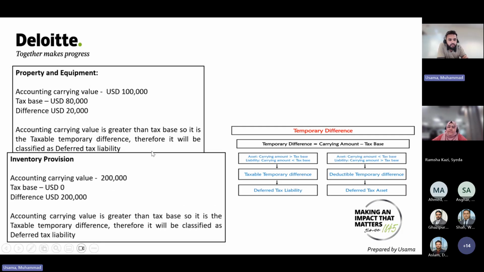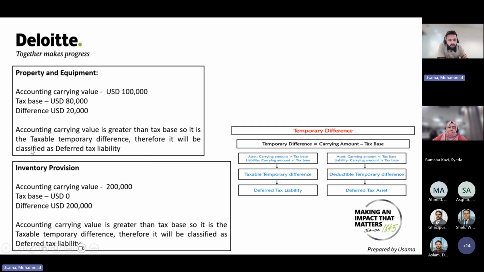Another example is inventory provision. As you know, the tax authorities do not allow any kind of provisions. As Abhinav mentioned in the earlier discussion, provisions are not entertained in the tax laws. So therefore, the tax base would be zero. We usually find a lot of times that the deferred tax is computed on provisions. So here, how will we compute the deferred tax asset or liability?